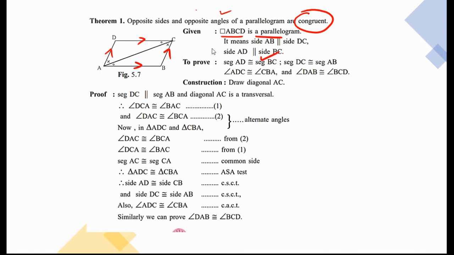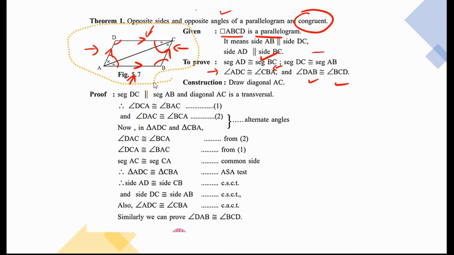AD is congruent to BC, that is this side is congruent to this side. DC is congruent to AB, this side is congruent to this side. And angle ADC is congruent to CBA, and DAB and BCD are congruent. This angle and this angle are congruent. This is what we are asked to prove. So we have to prove it.